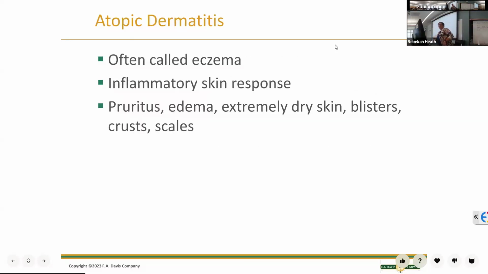Another thing, right? Atopic dermatitis. You guys did a good job again in your homework at identifying this is eczema, right? And eczema can range so much in how it affects patients because it depends on how much the immune system is really reacting, right? Some people might have very mild forms of eczema. Some people might have some pretty major forms of eczema.